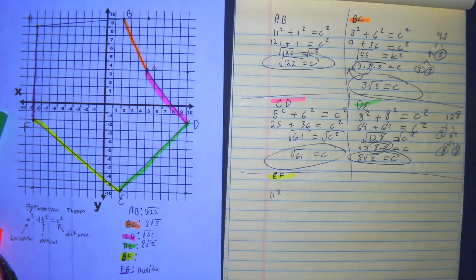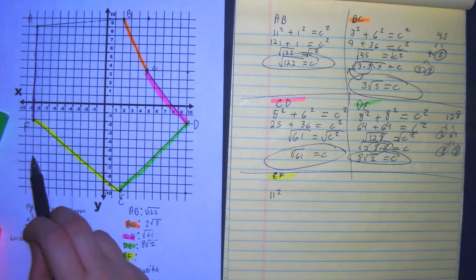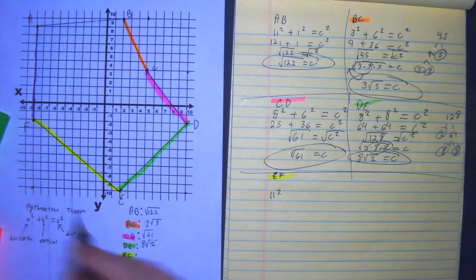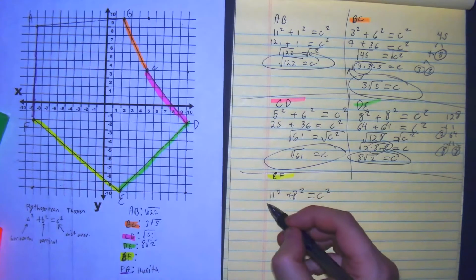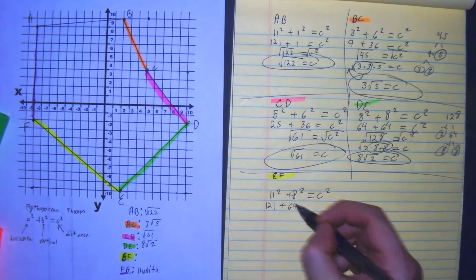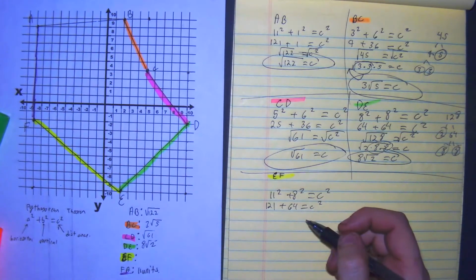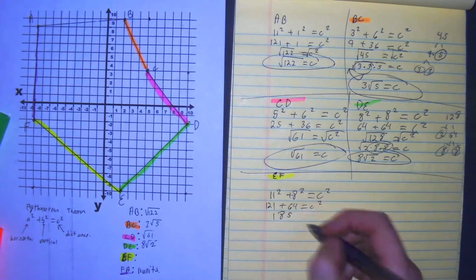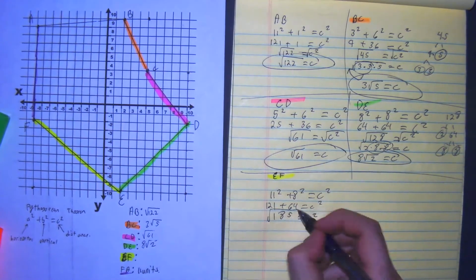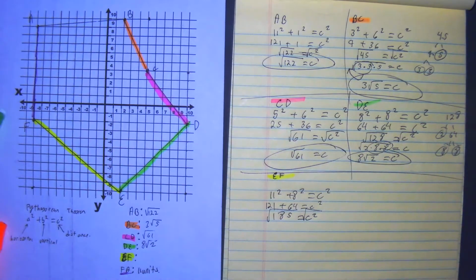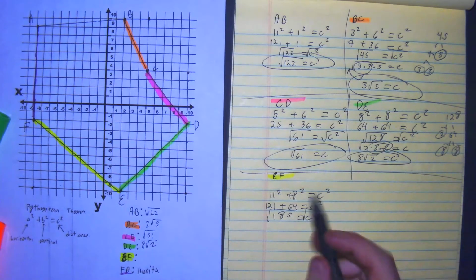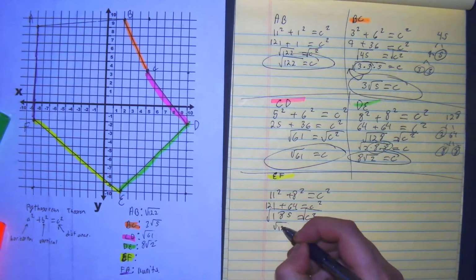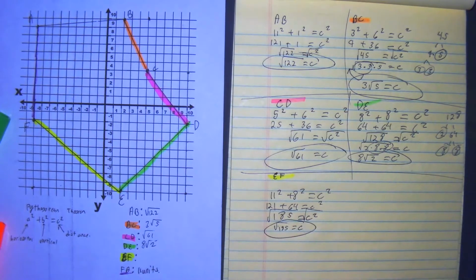Now we need to find the vertical distance. 0, 1, 2, 3, 4, 5, 6, 7, 8, plus 8 squared equals c squared. 121 plus 64 equals c squared. Then you get 185 equals c squared. Square root. I don't think this number breaks down. 185 by 5, no. So our final answer would be square root 185 equals c.